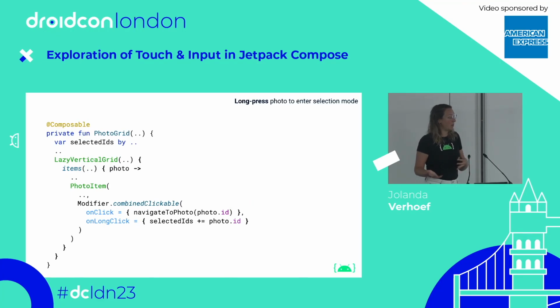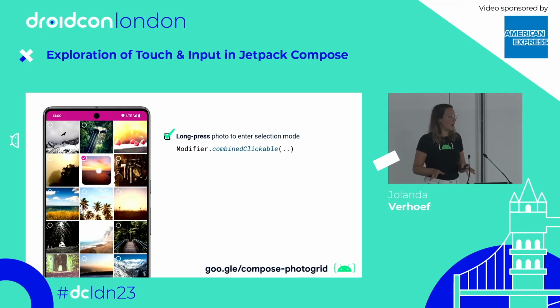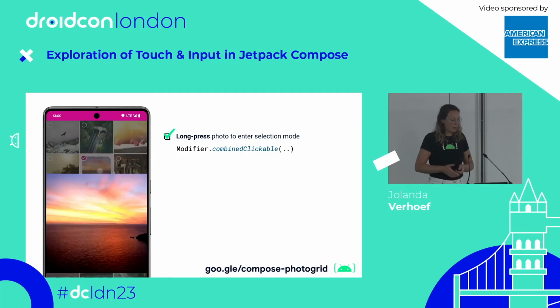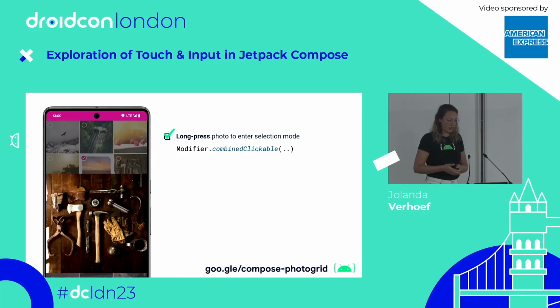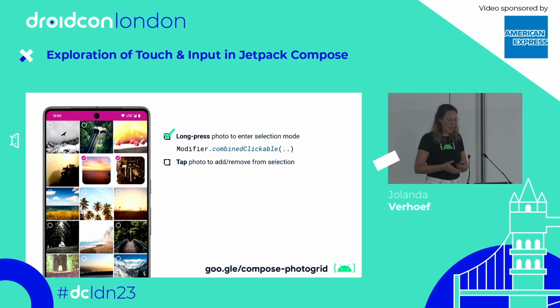For the onClick lambda, we pass the same behavior as we had before, but when the user long presses, we add the ID of the photo to the set of selected IDs. By simply changing that mutable selected ID state, any composables that depend on that state will automatically recompose and update their UI accordingly. So we have our first requirement: we can long press, and we used combinedClickable. However, right now, if we click a photo while we're in selection mode, it opens it full screen, because that functionality was already there. But we don't want that. We want it to add it to the selection. So how are we going to do that?